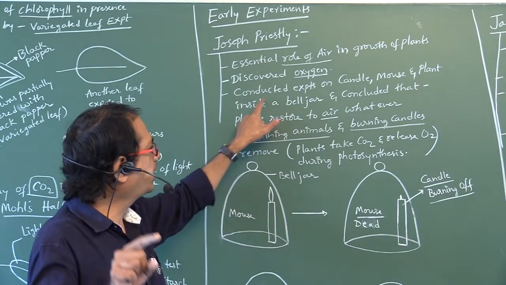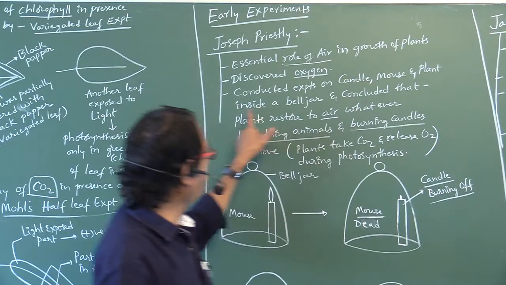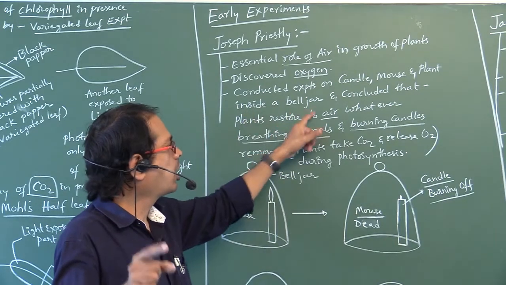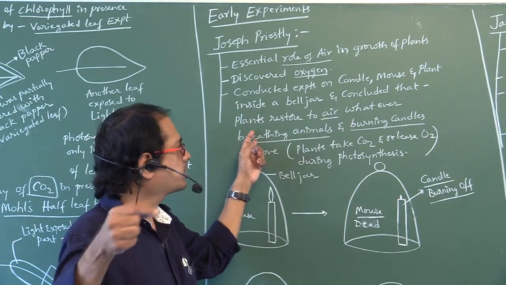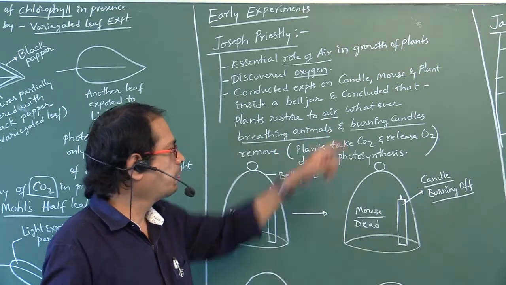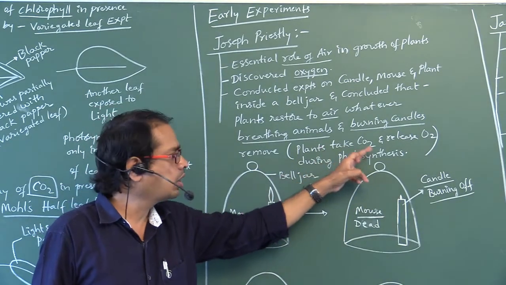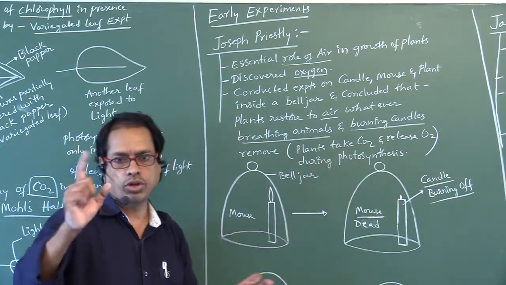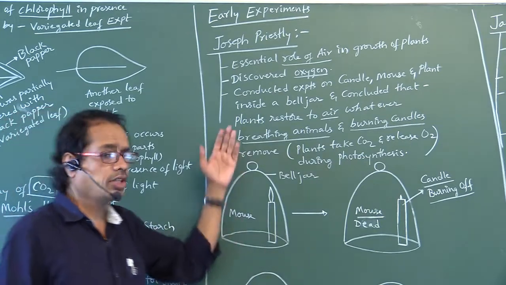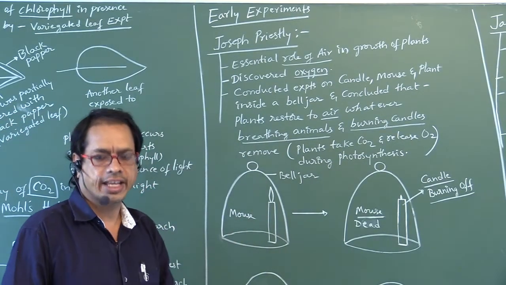He conducted experiments on a candle, a mouse and a plant inside a bell jar and concluded that plants restore to the air whatever breathing animals and burning candles remove. That is, plants take CO2 and release O2 during photosynthesis. How did Joseph Priestley conduct these experiments?